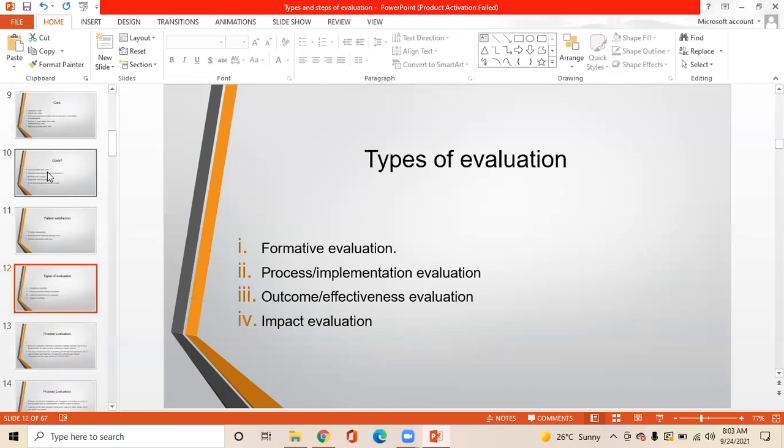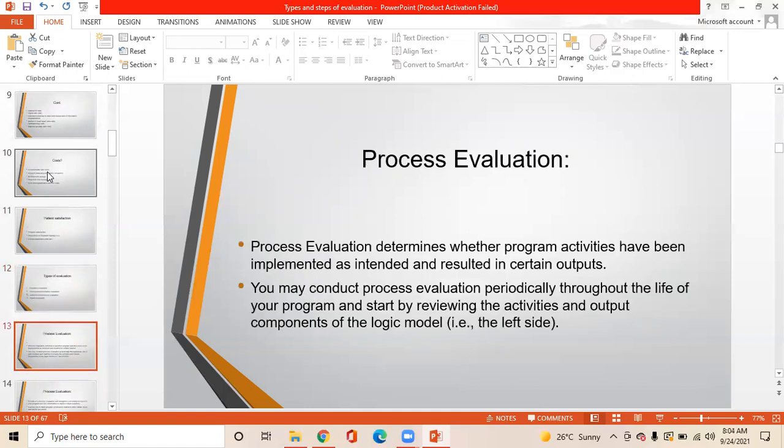Types of evaluation. These are the following types of evaluation: formative evaluation, process or implementation evaluation, outcome or effectiveness evaluation, and fourth is impact evaluation. Now coming towards the process evaluation. Process evaluation determines whether program activities have been implemented as intended and resulted in certain outputs. You may conduct process evaluation periodically throughout the life of your program and start by reviewing the activities and output components of the logic model.